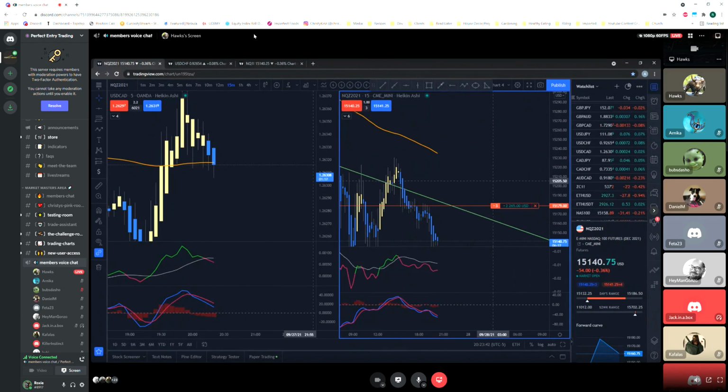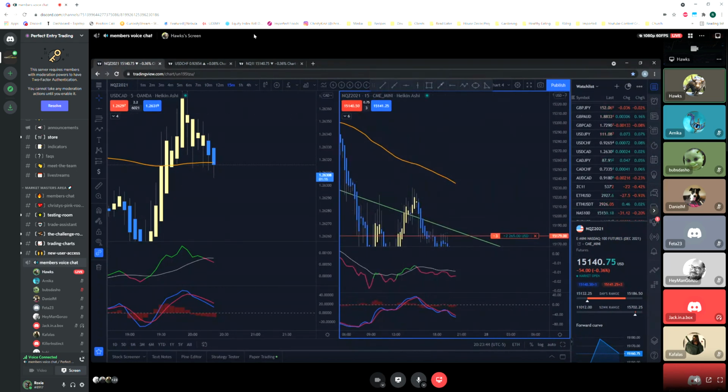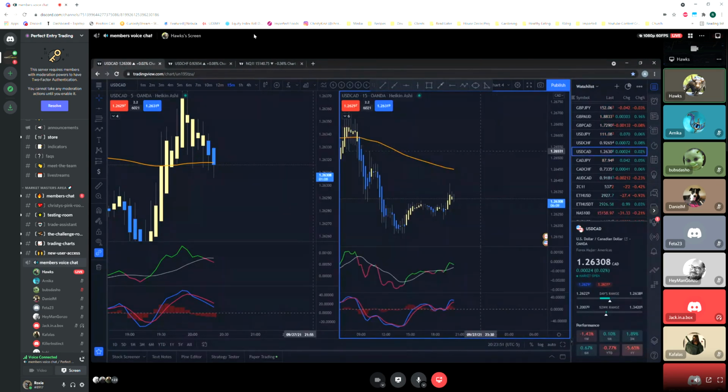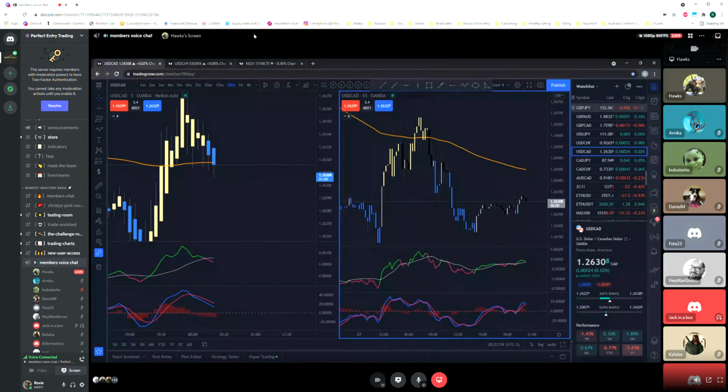Can you show them real quick, just to finish that off, what the regular candles look like? Yeah, I'm trying to find USDCAD right here. Let me go to the regular candles. There we go. Oh, I guess I gotta fix something here.